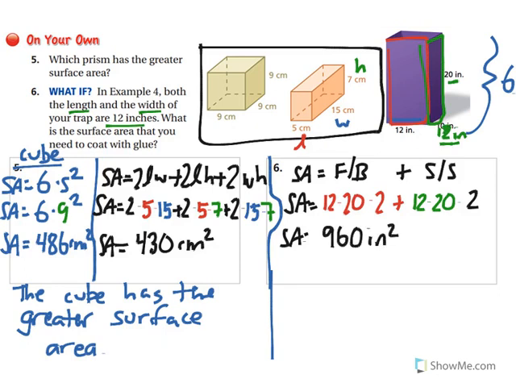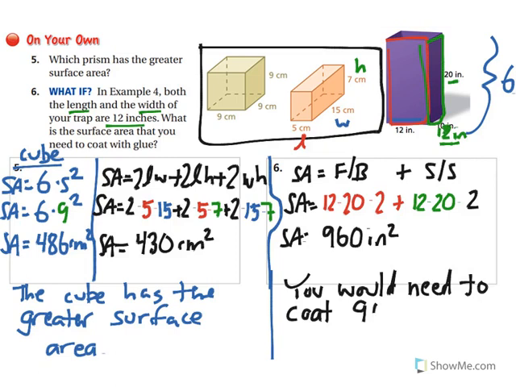inches squared. And it says, what is the surface area needed to coat with glue? So you would need to coat 960 inches squared in paint.